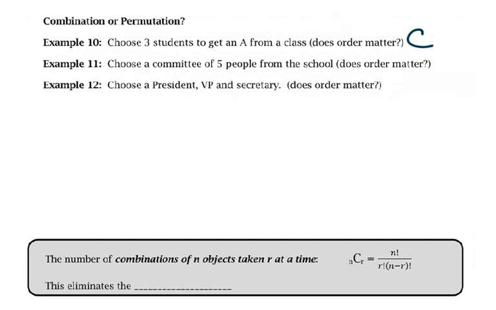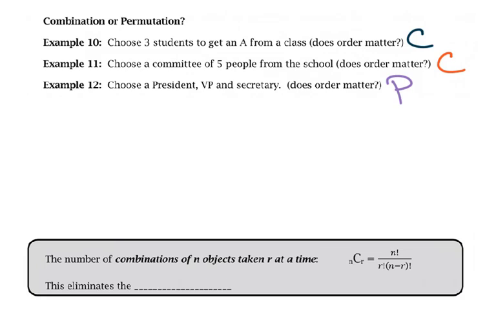Example 11, choose a committee of 5 people from the school. So again, does order matter? If you're just going to choose 5 people to represent the school, then it doesn't matter what order they're in. So that would also be a combination. If you choose a president, vice president, and secretary, does order matter? Well, each of those positions is different. And so if you choose the first person to be president, second to be vice president, and so on, it does matter what order you choose them in. And so this would be a permutation because the order does matter.